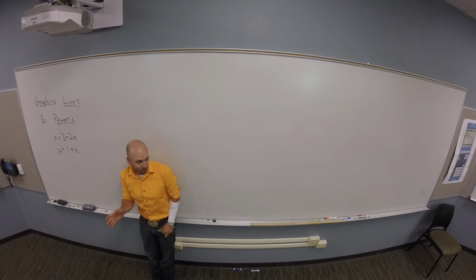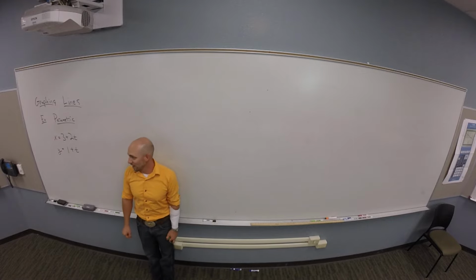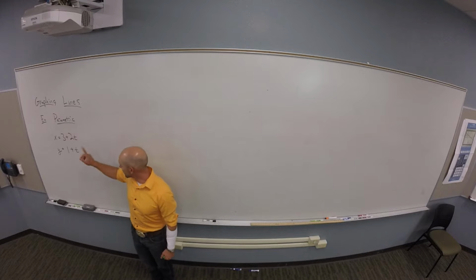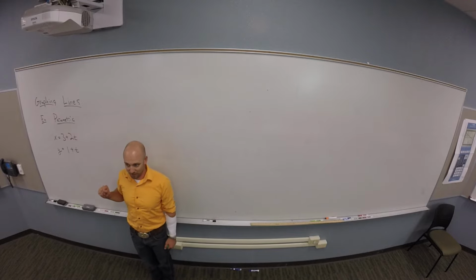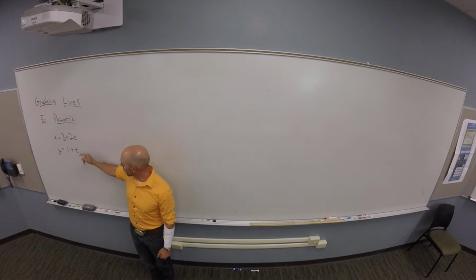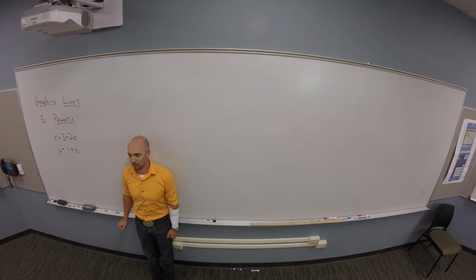And I didn't tell you anything about t, right? And y is 1 plus t, and I didn't tell you anything about t. Cool? Okay, see that? But there's a t in both of these things, right? That means that both x and y depend upon some kind of t value. Okay, see that?